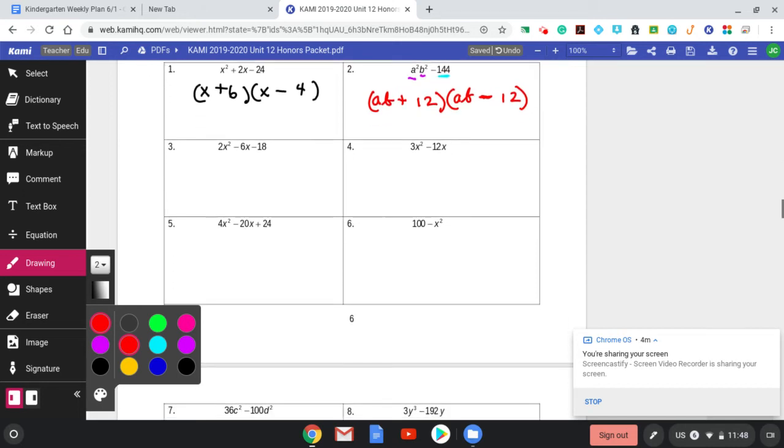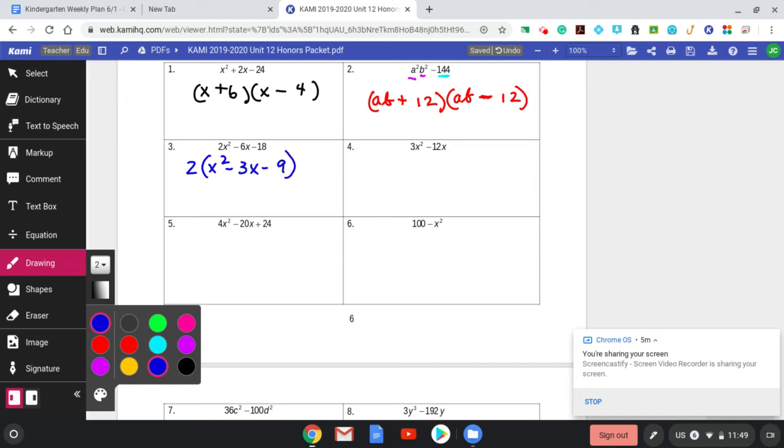Number 3, again, look for a GCF. Now there is a GCF. What can you take out of 2, 6, and 18? You can take out a 2. Can I take out an x? No, I cannot because the 18 does not have an x. So what I'm going to do is, here we go, I'm taking out a 2. So I'm going to basically divide all these terms by 2. When I take a 2 out of the first one, you're left with x squared. A 2 out of the second one, minus 3x. A 2 out of the last one, minus 9.